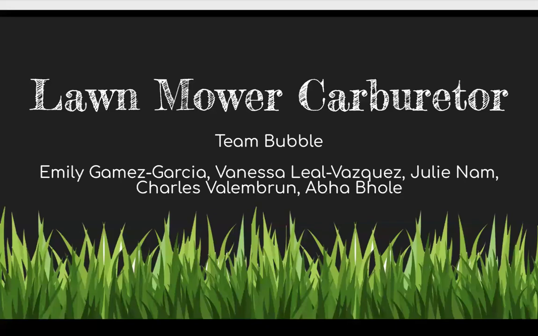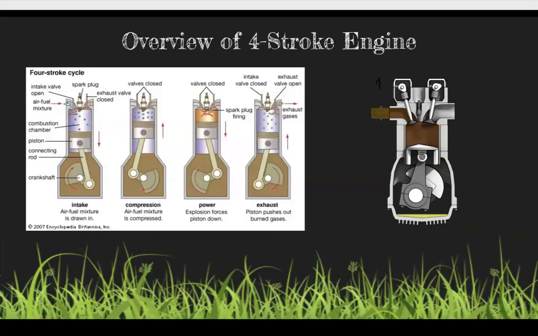In this video, Team Bubble will be talking about the carburetor of a lawnmower engine. The primary engine that is used in a lawnmower is the four-stroke engine. There are four stages of the four-stroke engine: intake, compression, power, and exhaust.